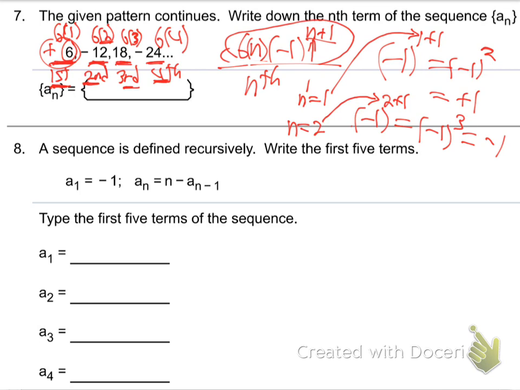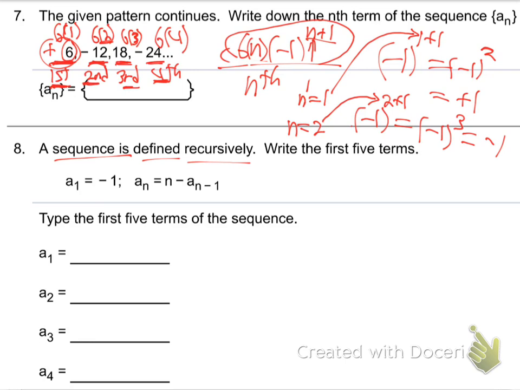Let's talk about number 8. A sequence is defined recursively. Like what's a recurring dream? A dream that you had before, you have again, right? So a recursive sequence is one that goes back. It refers to terms you've already done. That's what they mean by a recursive sequence.